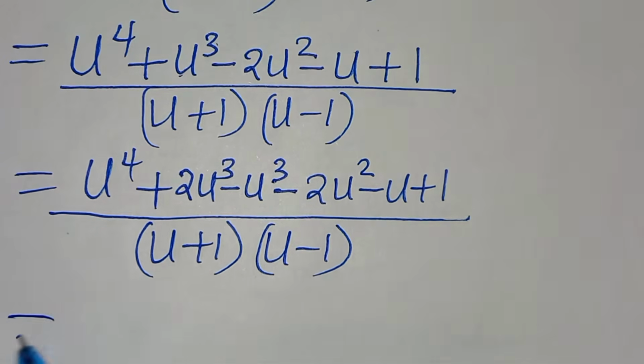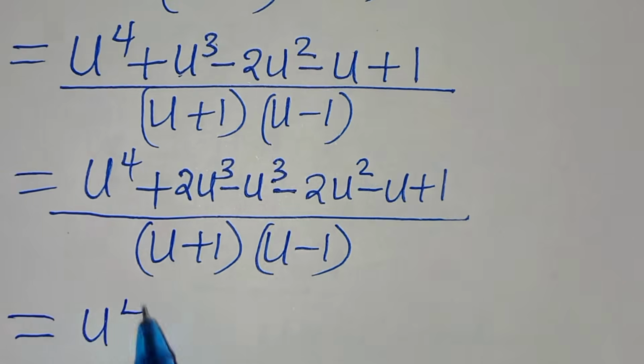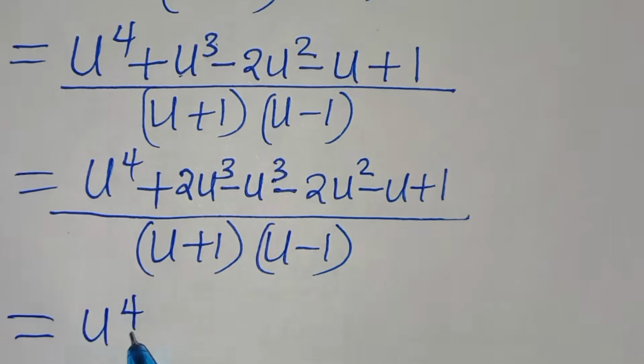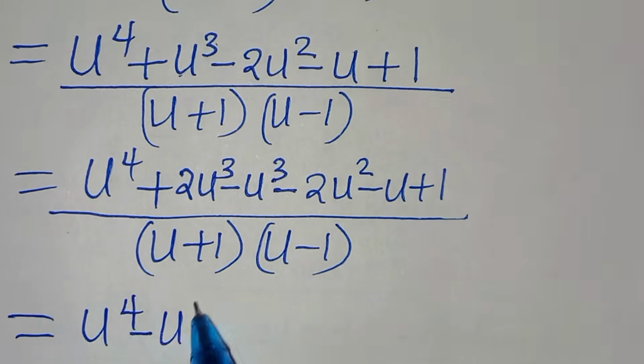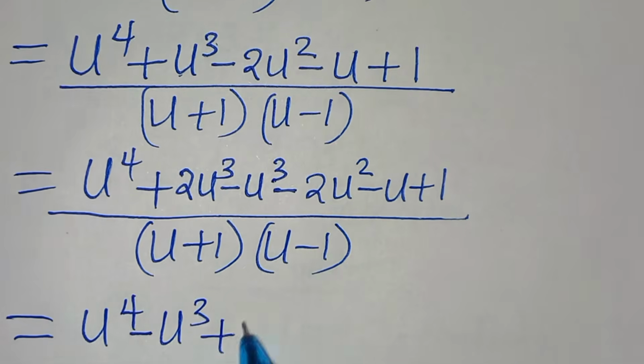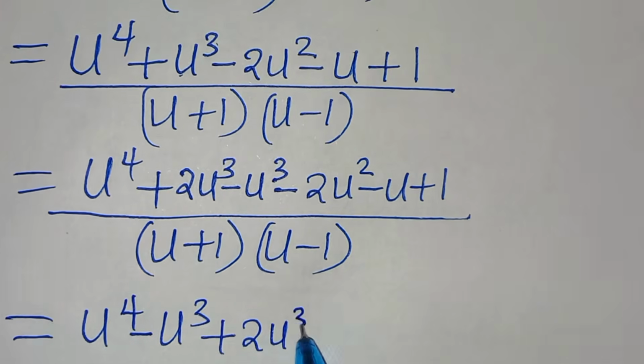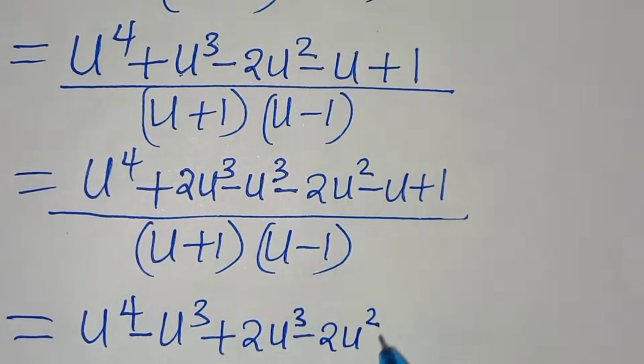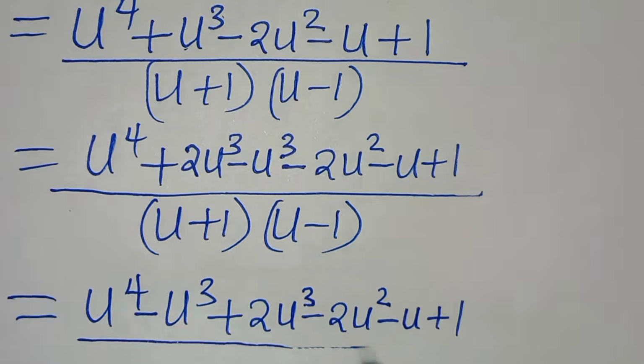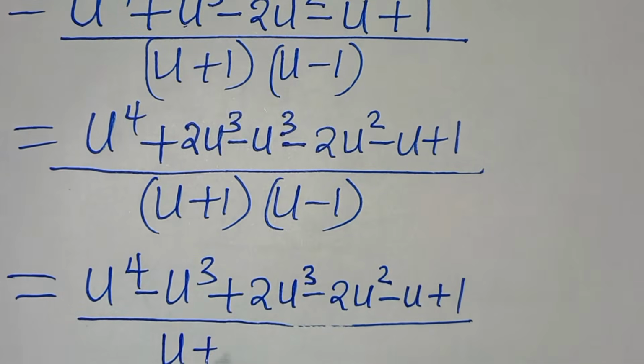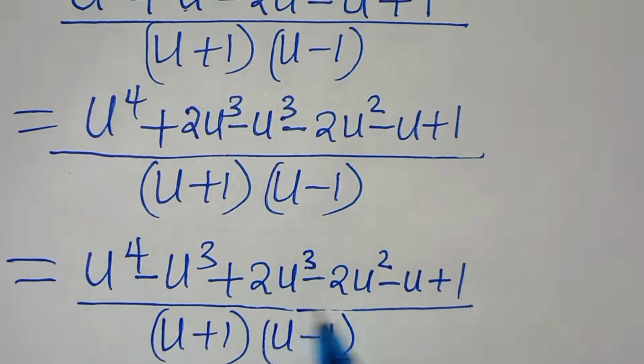Now the next step is that we have u to the power of 4 minus, now here we have u to the power of 3 plus 2u to the power of 3 minus 2u squared, then minus u plus 1. Again, everything here divided by u plus 1 times u minus 1.